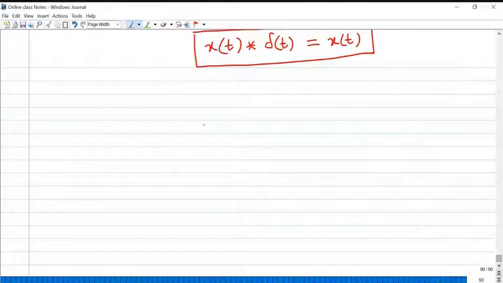Now we will solve some problems based on the integration and the integration function involving the del functions.